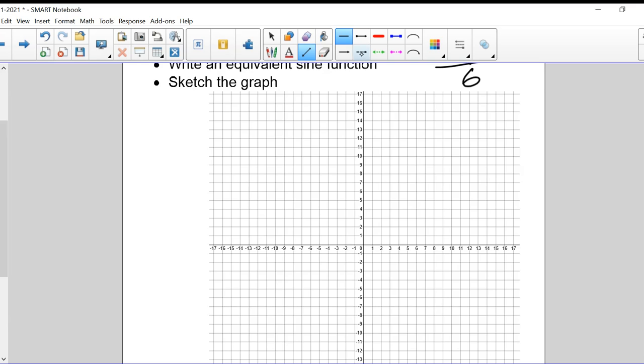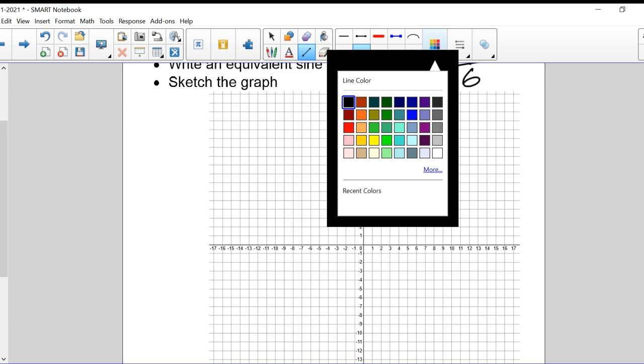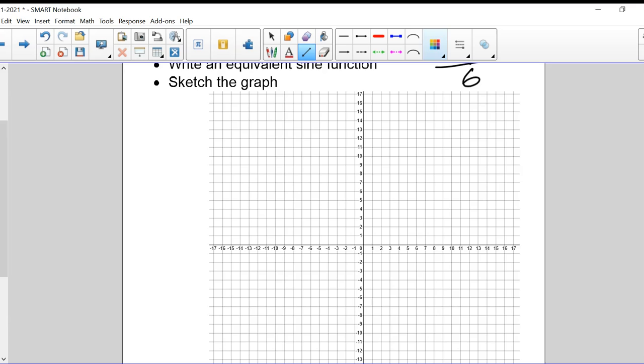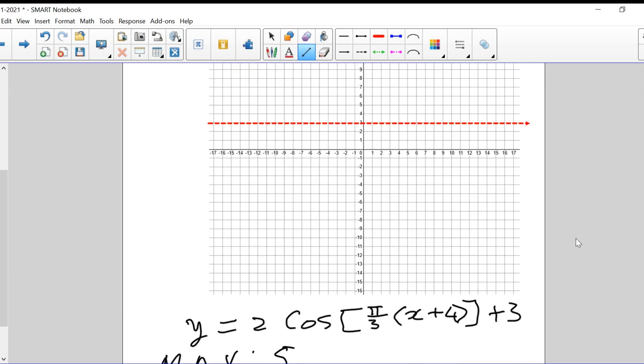So here comes my center line. I put it in red. Center lines and asymptotes and that kind of thing are always dotted. We'll remind you about that. So here comes my center line right about here. Okay. Now, let's think this through some more.